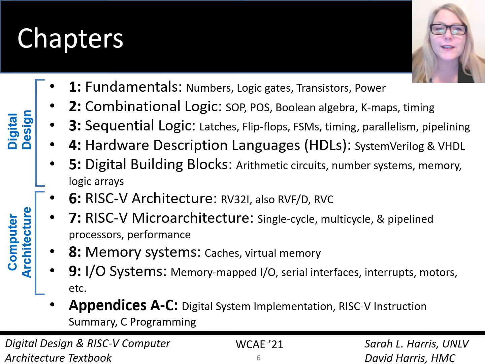So the chapters are divided just like the title indicates. Digital design is in the first half of the book, in chapters 1 through 5. We start with fundamentals: number systems, binary, two's complement, hexadecimal, logic gates, transistors, power consumption, and then build up to combinational logic. How do we form functions using combinational logic?